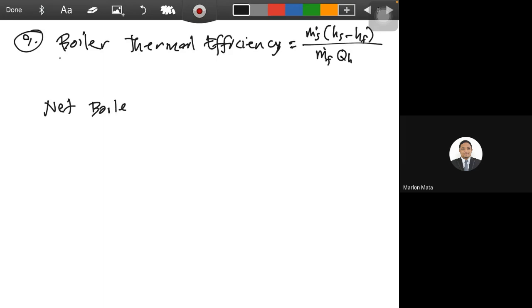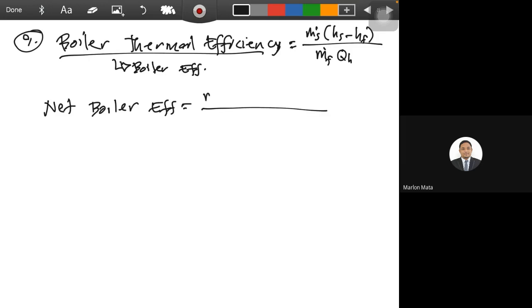Boiler thermal efficiency is sometimes referred to as boiler efficiency. So don't you worry about that. Since this is net, we will consider MS times HS minus HF minus the summation of energy used by accessories, divided by, again, mass of fuel times the heating value of fuel per kilogram. So we have formula number 10.